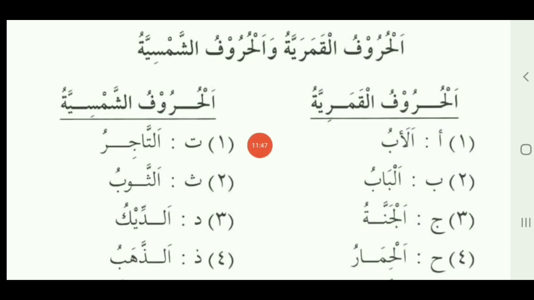Example, ta is among them. We say at-tajiru. You can note here that the lam is not pronounced, but there is a sign indicating there is a lam, and the sign is the shadda sign, and you can hear the way we pronounce the ta, at-tajiru. That indicates there is a lam.